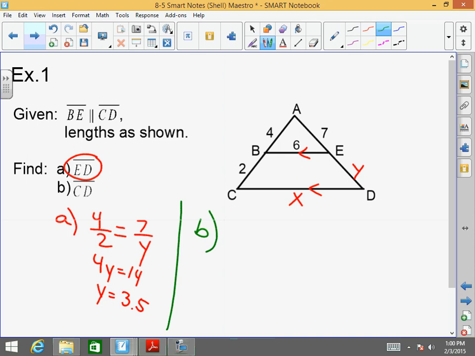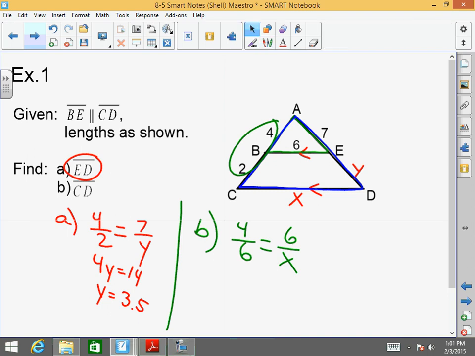Think about it this way, guys, now. Don't I have this triangle here? And then don't I have this triangle here? So don't I have a large and a small triangle here? So think about it. If I go 4 to 6, that has to equal 6 to x. Do you see what I did there? I went 4 to 6 from the small triangle here.